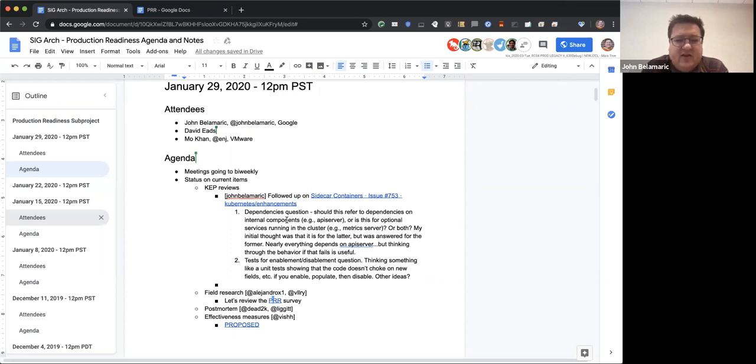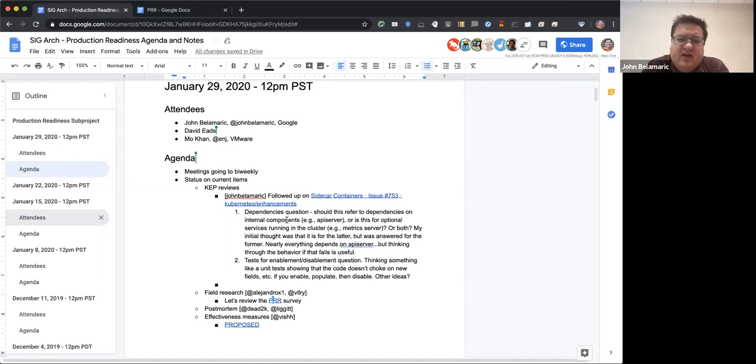The other things I had on the agenda, we had talked about reviewing different caps. One of the caps that I asked them to do a PRR on was the sidecar cap. And so he did that. A few questions came up that I thought I would want to ask the group here. Now we have enough people.